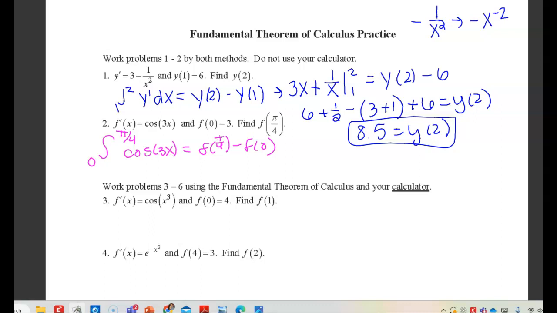This cosine 3x antiderivative is sine of 3x divided by 3. Because if you think about it, the derivative of sine 3x would be cosine 3x times 3. So the antiderivative would be divided by 3. So that's kind of annoying. The problem is you would have to do that. So it would be sine of 3x over 3.